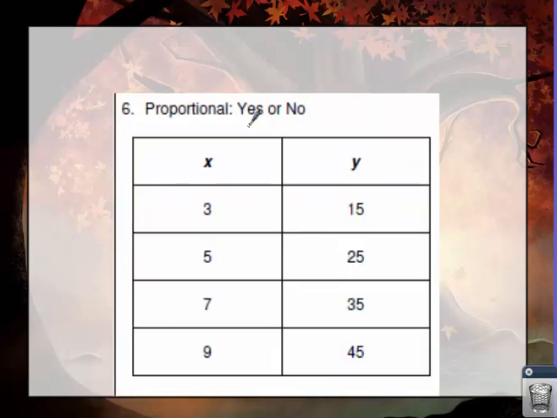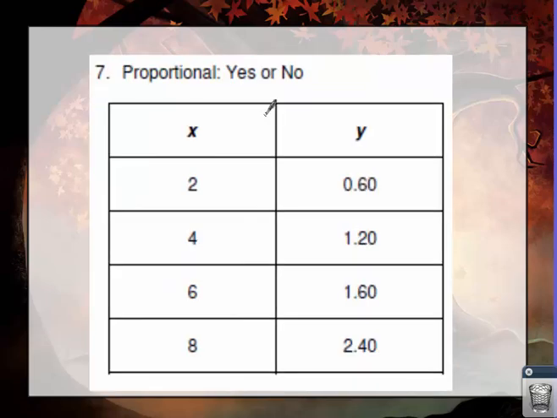Okay. What about this one? Well, again, it doesn't contain my 0, so I find my pattern. This is 10. Is it the same all the way? Yes. This is 2. Is it the same all the way? Yes. 10 divided by 2 is 5. 3 times 5 is 15. 5 times 5 is 25. 7 times 5 is 35. Is this proportional? Yes.